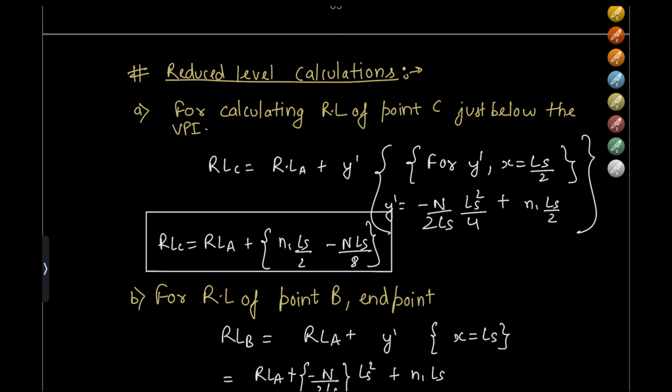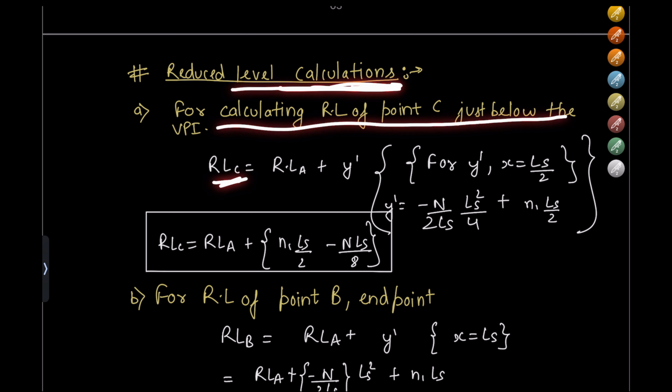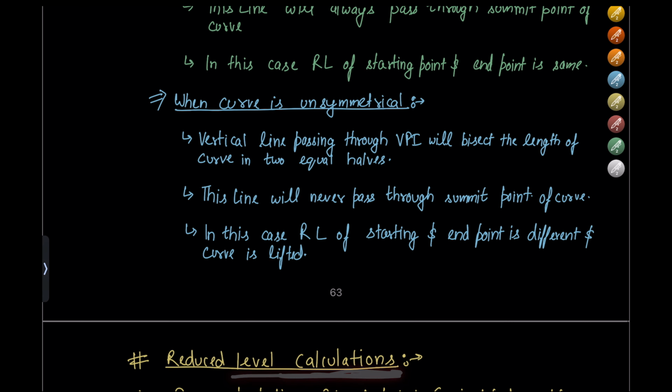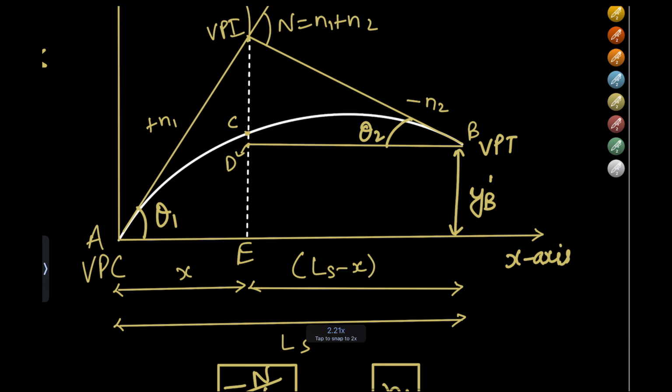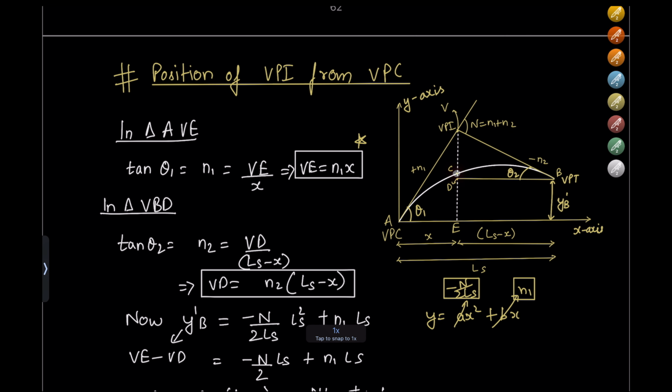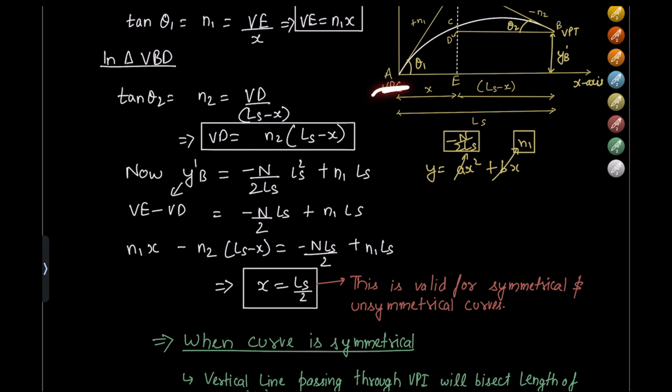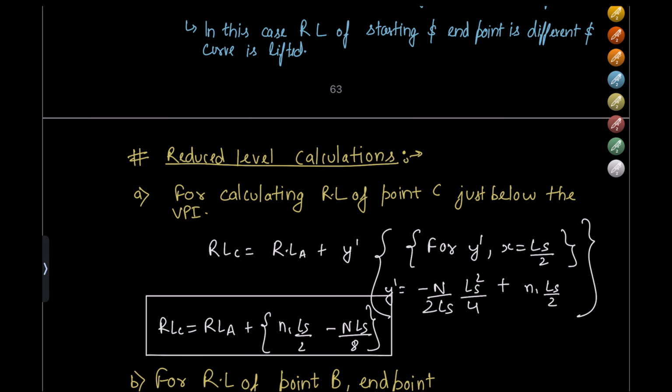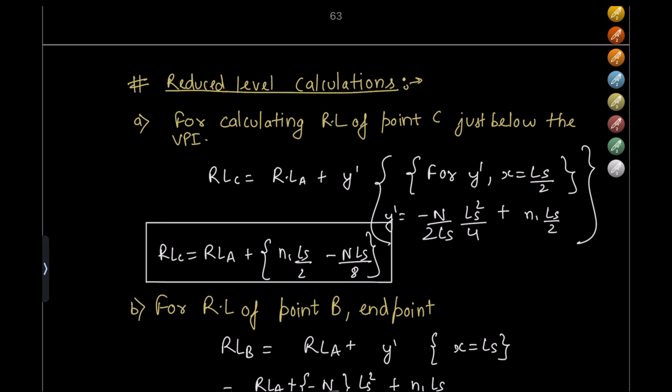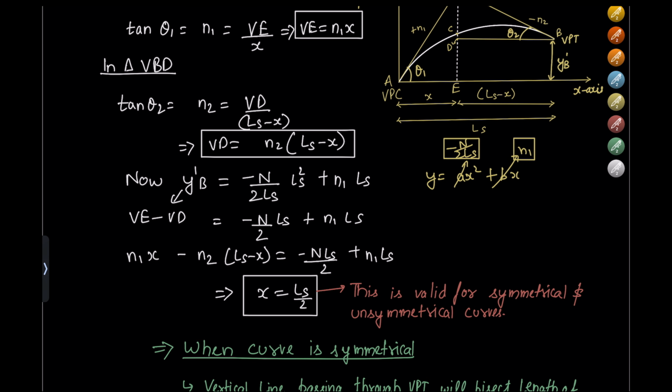Next, we need to do the reduced level calculations for each point. So for calculating the RL of point C just below the VPI, what is the RL of this point? As we already know the RL of A, the RL of some point has to be known, then only we can find the RL of another point. So RL of C is equal to RL of A plus Y dash, where Y dash is a point on the simple parabola where x is equal to Ls by 2, as we have calculated here.